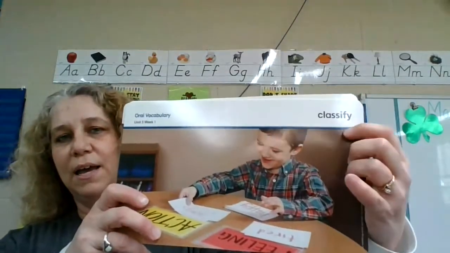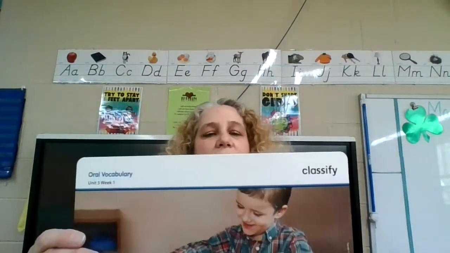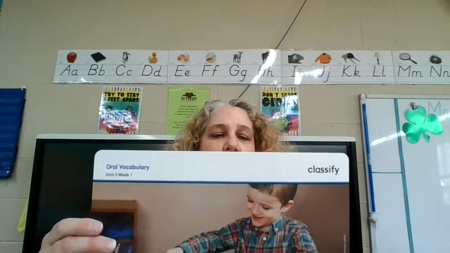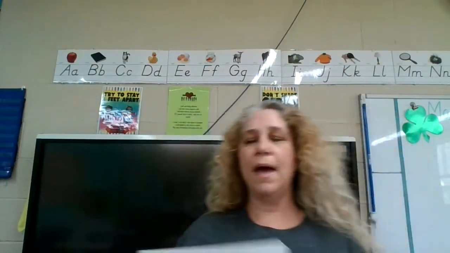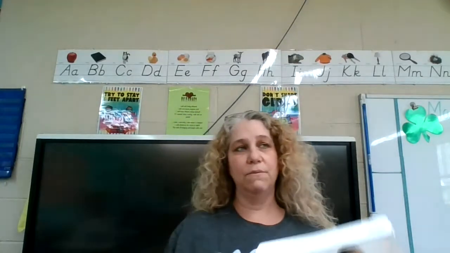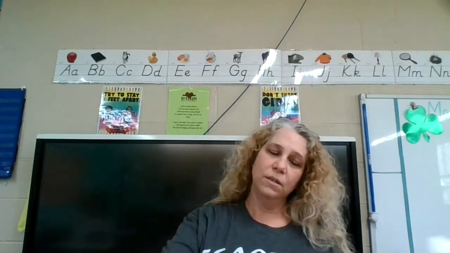First word we have is classify. To classify is to sort or decide what group something belongs in. So if you had some shapes and you were classifying circles, you'd put circles in the circle group, squares in the square group.